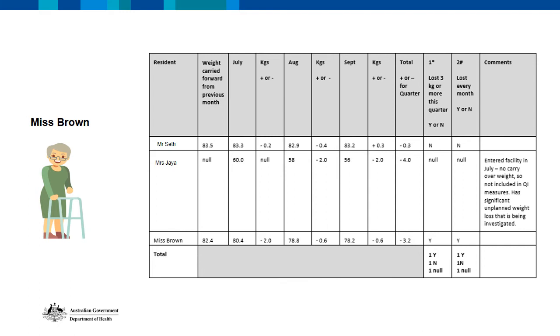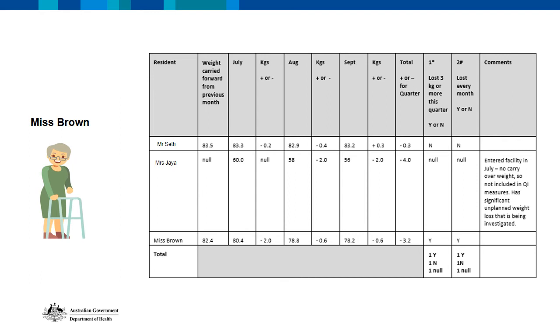Her weight at the second weigh this quarter is recorded as 78.8 kilograms, indicating a loss of 0.6 kilograms. Her weight at the third weigh this quarter was 78.2 kilograms for a loss of 0.6 kilograms. Reviewing her data, we can see she has a total loss of over 3 kilograms, and she has also lost weight for all 3 consecutive months of the current quarter.